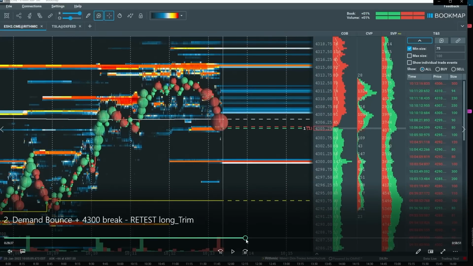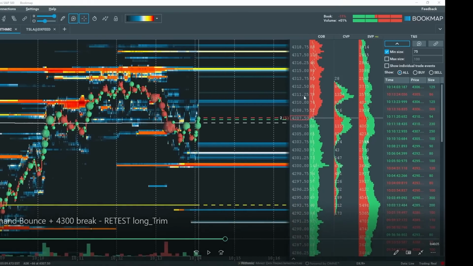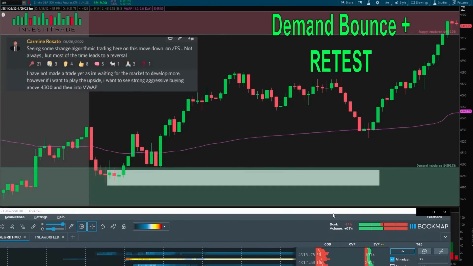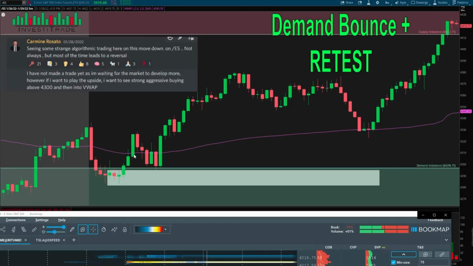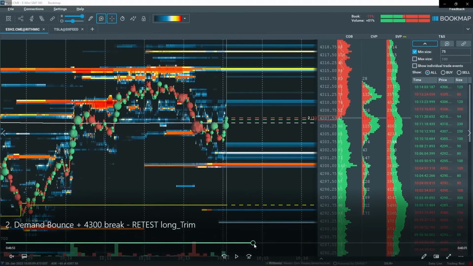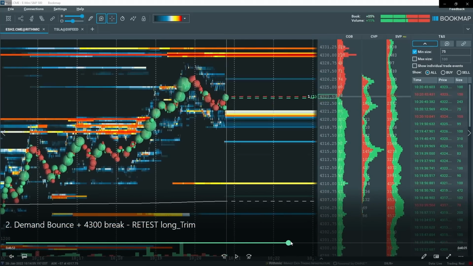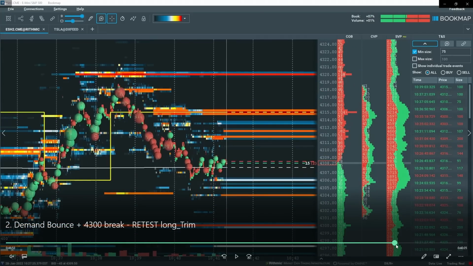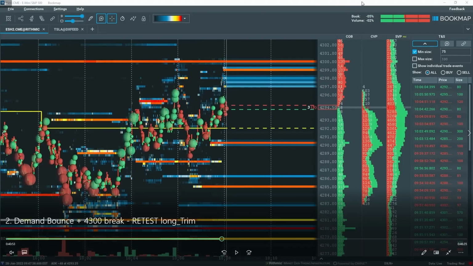And we got that clean pull and rally into 4,312. VWAP was around 4,312. We got an even further rally to 4,340, but you followed your plan and stuck to your targets. But there's another setup with this.